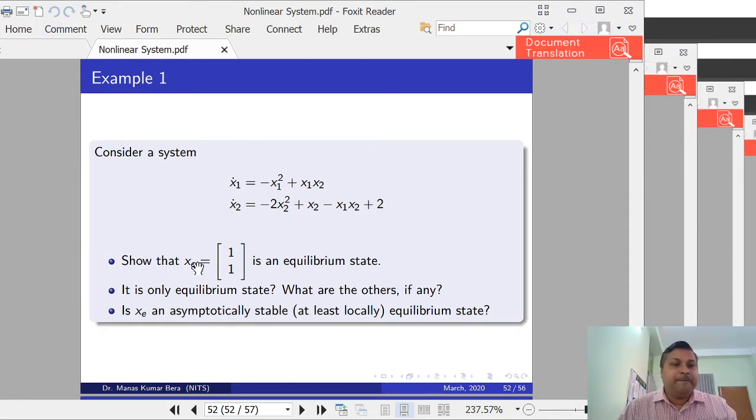So show that xc 1 1 is an equilibrium state. If it is an equilibrium state, then according to the definition of the equilibrium state, at xc, x1 dot will be equal to 0, x2 dot will be equal to 0. So let us verify that one.